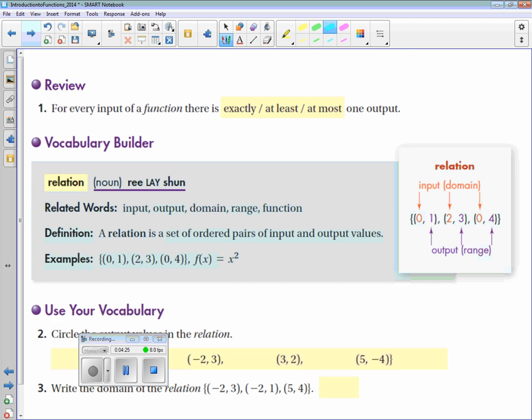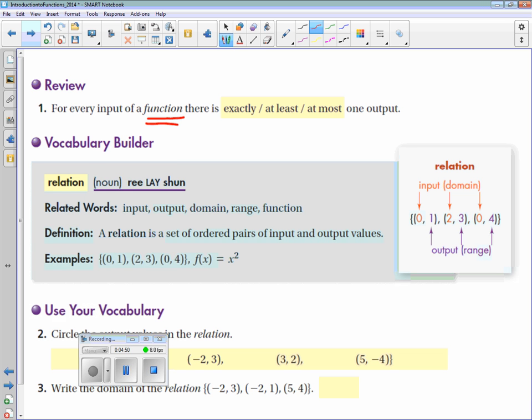So when we talk about a function, for every input, there is exactly how many? Exactly one output, at most one output, or at least one output. Well, we're going to come back and answer that question, because it depends on what the domain and range are of functions. If you've ever heard of those words before, hopefully.